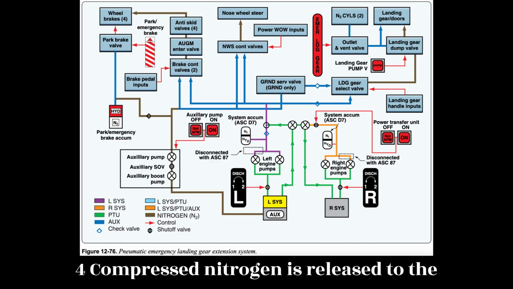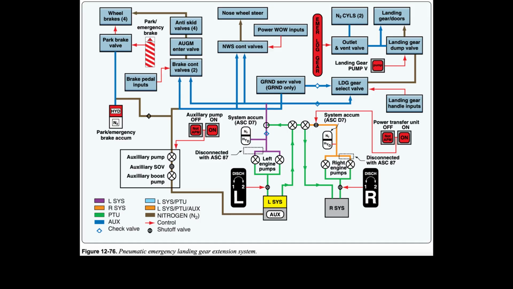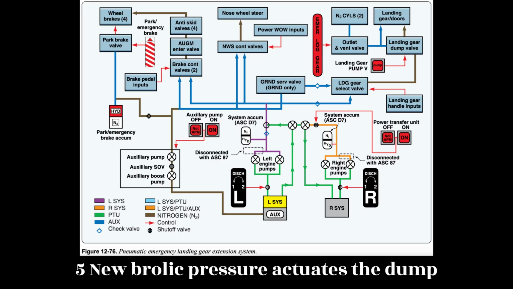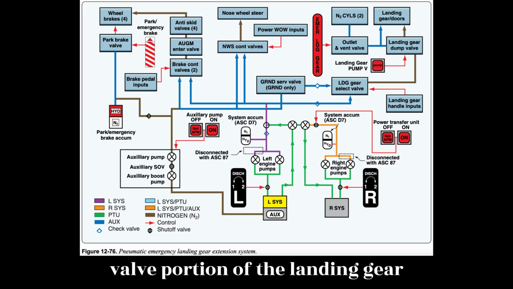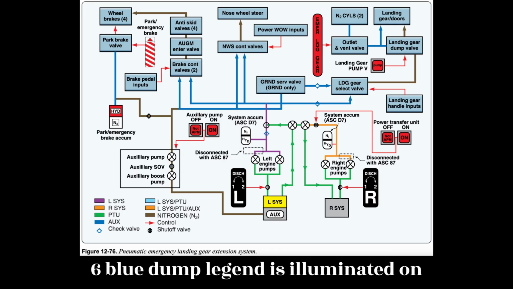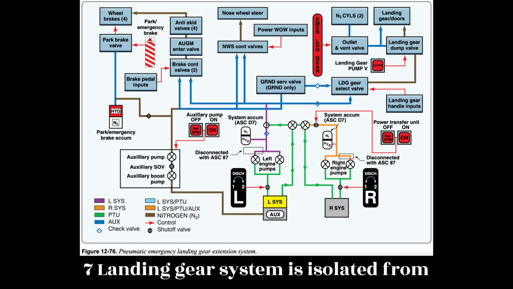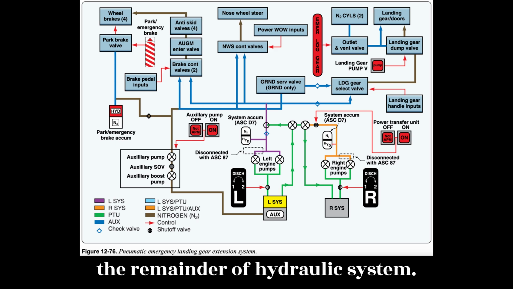4. Compressed nitrogen is released to the landing gear selector/dump valve. End of page 12-50. 5. Hydraulic pressure actuates the dump valve portion of the landing gear selector/dump valve. 6. Blue dump legend is illuminated on the LDG-GR dump switch. 7. Landing gear system is isolated from the remainder of hydraulic system.